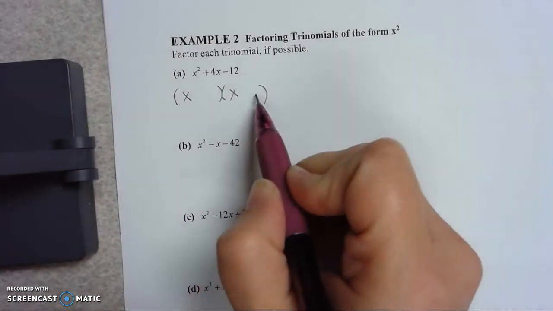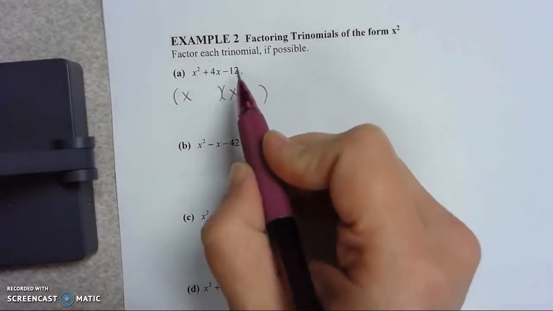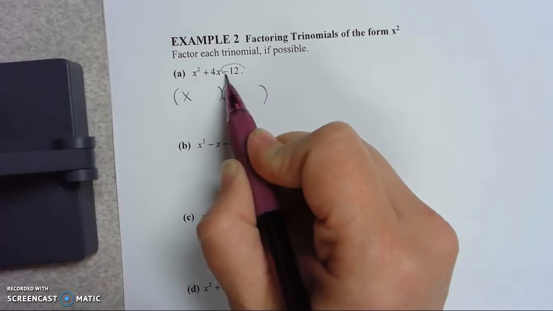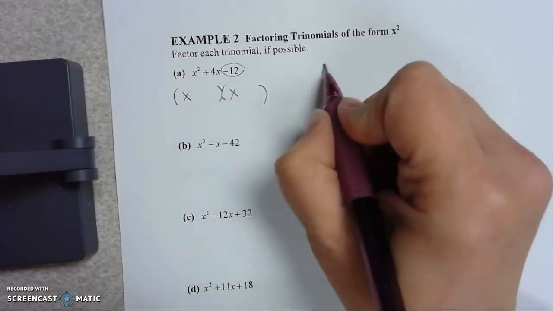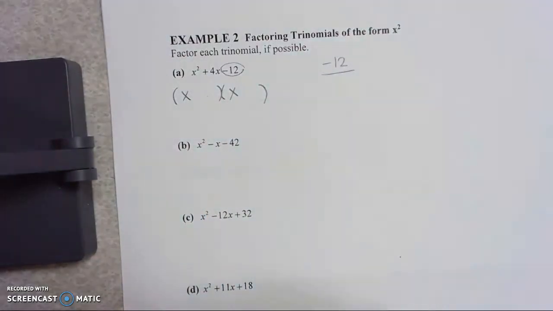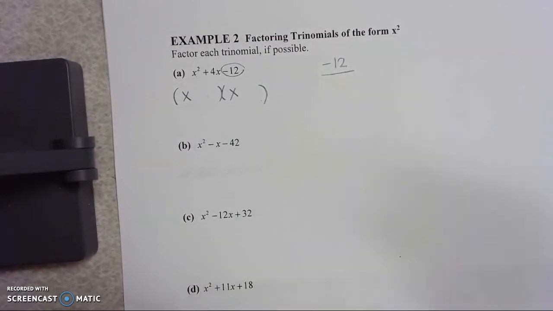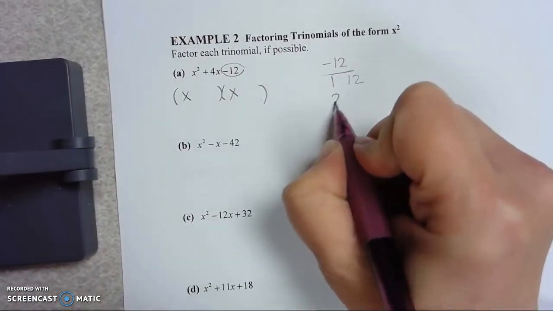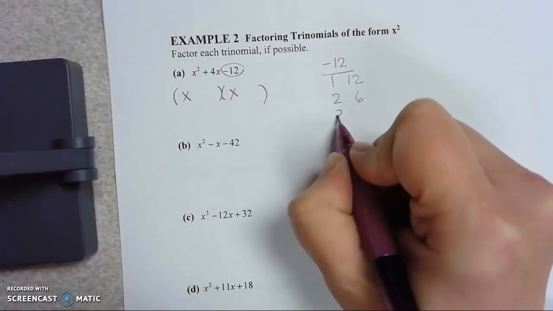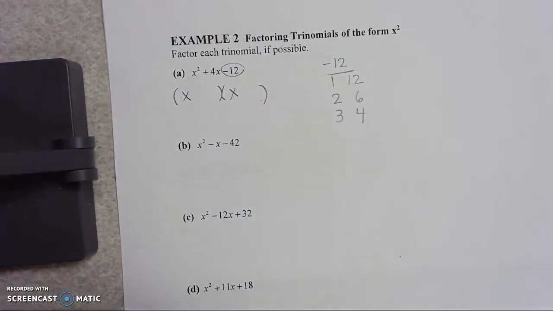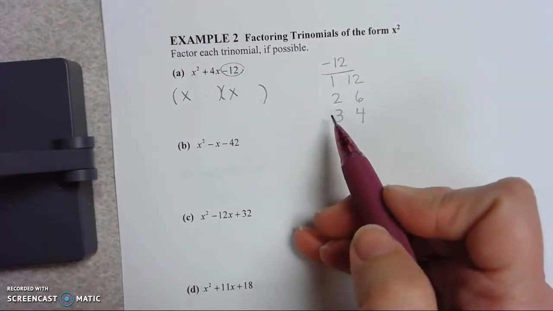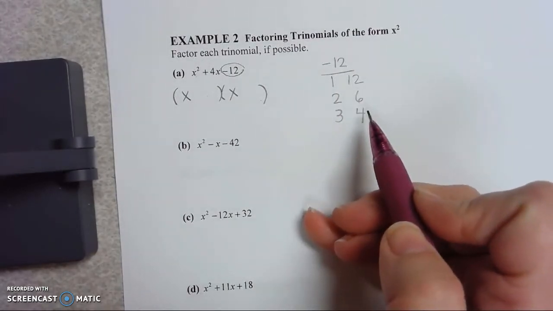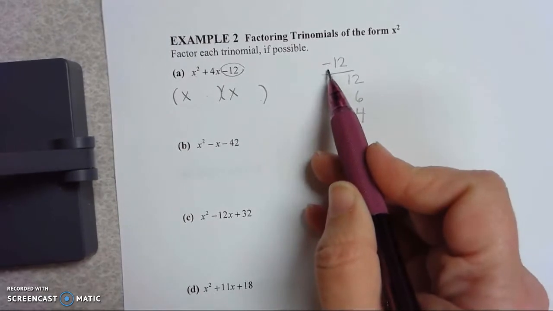Now, to find what goes in the second part of each parenthesis, I take this number here, and I'm going to figure out what multiplies to give me negative 12. So I'm going to list all of those factors. That'll be 1 times 12, 2 times 6, and 3 times 4. Now I need it to be negative, so that means one factor has to be negative and one factor has to be positive to get negative 12.